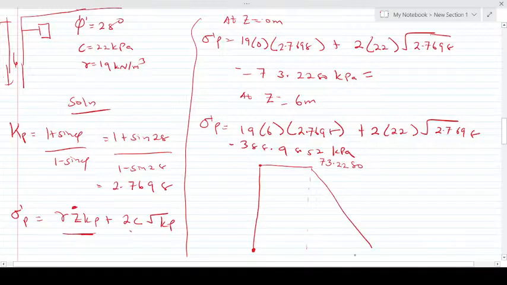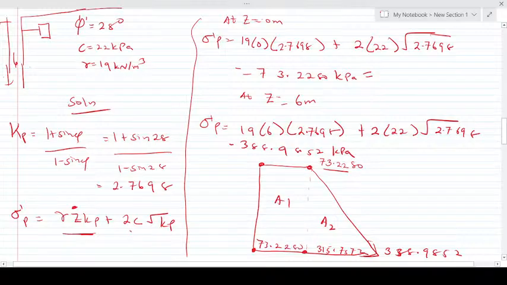So we have this shape where this side is 388.9852. The distance from this point to this point is 73.2280, which is the same as over here, right? So if I want to get this distance, I can subtract this from this. Then I have 315.7572 over here, then 73.2280.